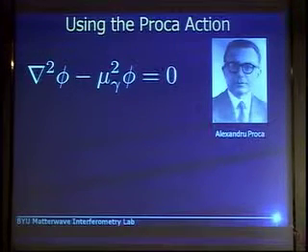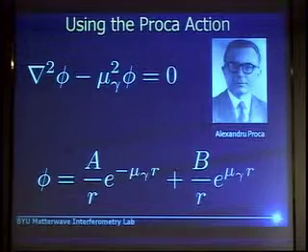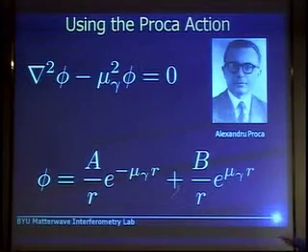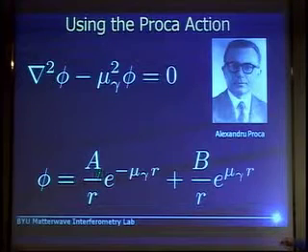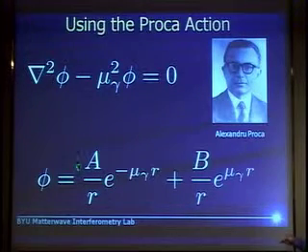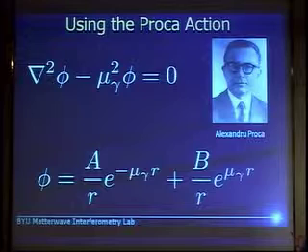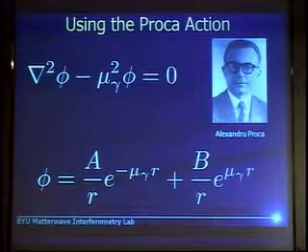Now, when you solve this equation, assuming spherical symmetry, these are the solutions you get. All right, the first solution is just a Yukawa potential. It's the 1 over r potential, but then it's got this decaying exponential term, and this is what limits the range of the Coulomb force.